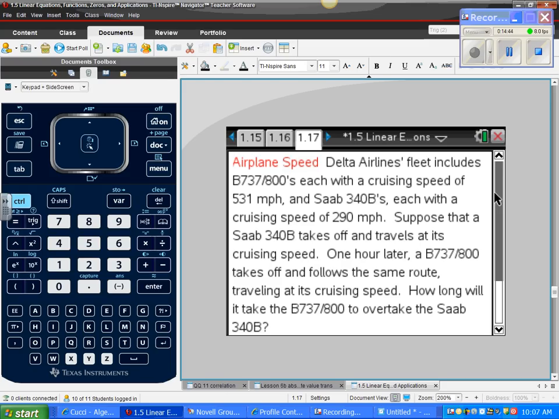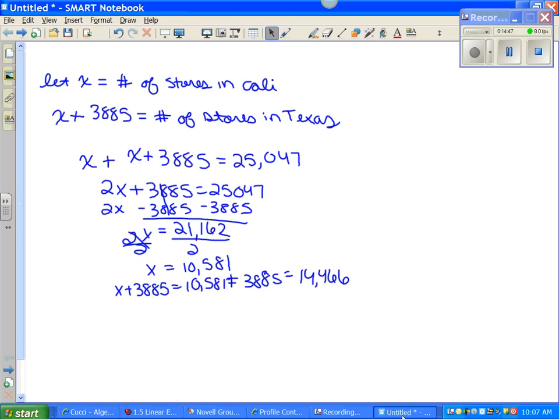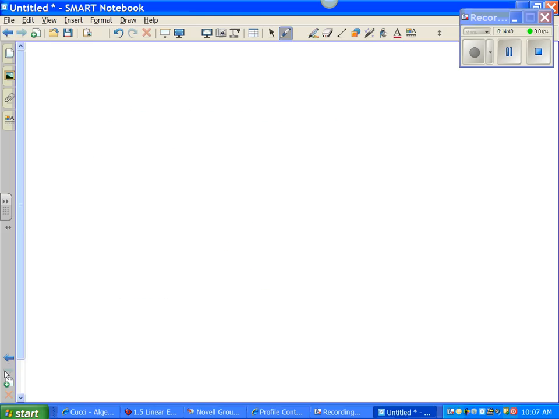All right, so back to that paper. The first thing we need to do is think about what we have. We can make a drawing showing what we know and what we don't know. We can say that T is going to be time, which makes sense, and that should be in hours. And we know that since the Saab takes off 1 hour before the 737, it's going to travel for time T plus 1 hour before being overtaken.